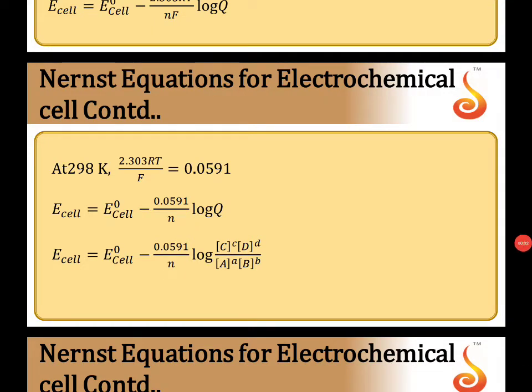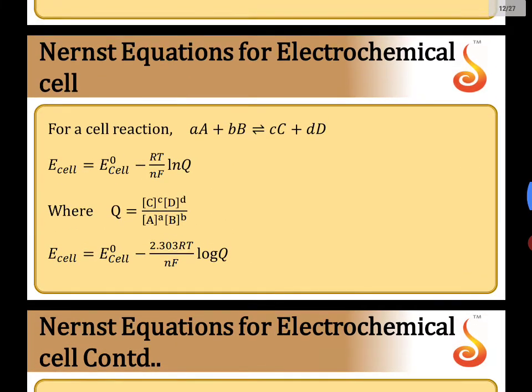Hi children, this is lecture 7 of electrochemistry in the PU part, and this is slide number 13. The topic is E cell is equal to E naught cell minus 2.303 RT by NF log Q.